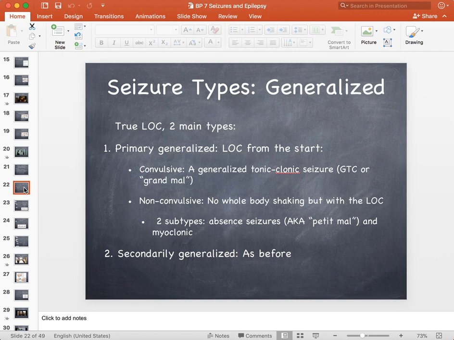Moving on to generalized. Here there's a true loss of consciousness, and there are two main types. There's primary generalized, where you lose consciousness from the start. Two subtypes of that: convulsive, which is your generalized tonic-clonic seizure, or GTC, or you might have heard the term grand mal at some point in your life. And then there's non-convulsive, where you don't get the whole body stereotypical shaking, but you do have the loss of consciousness. Within that subtype, there are two more subtypes: absence, otherwise known as petit mal, and myoclonic. And then there's secondary generalized, which we talked about before. This is where a seizure starts as a simple partial, then complex partial, and then ends up generalized.